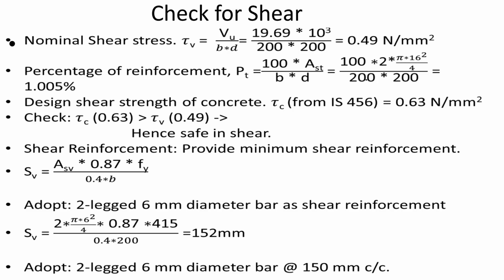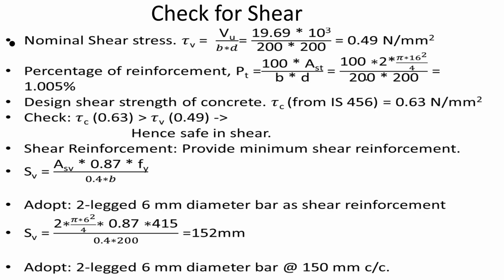Finally, we perform a check for shear. First, we will calculate the nominal shear stress by using the shear force Vu, and the value which we get is 0.49 newtons per square millimeter. We need to check this value with the design shear strength of the concrete.